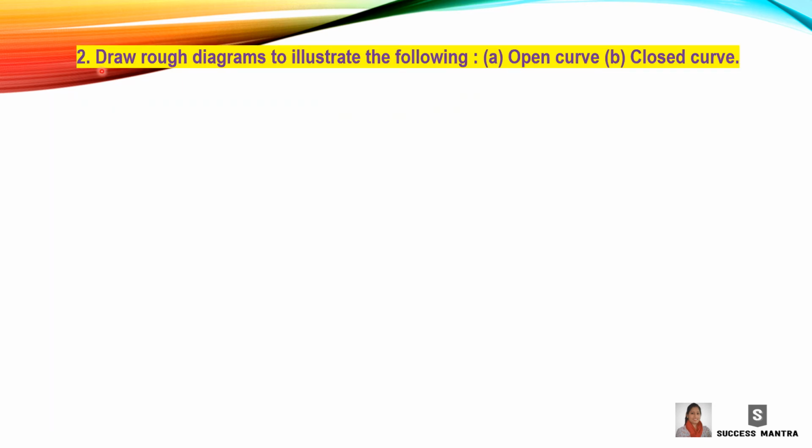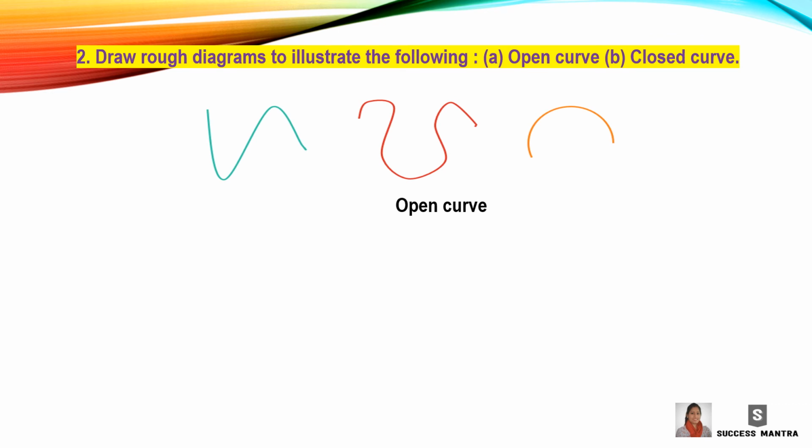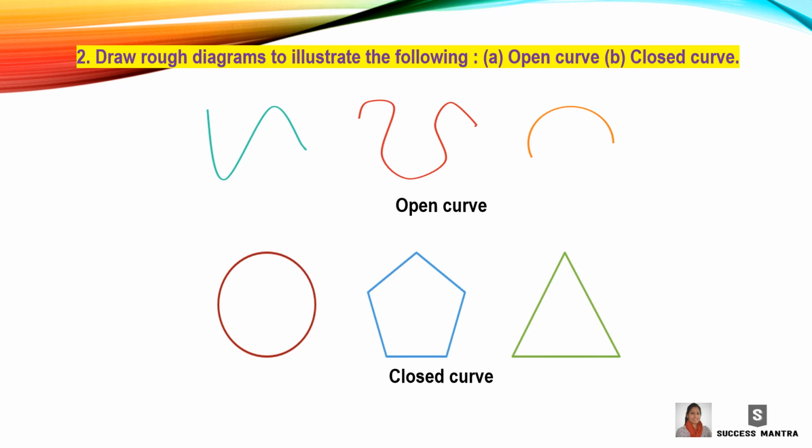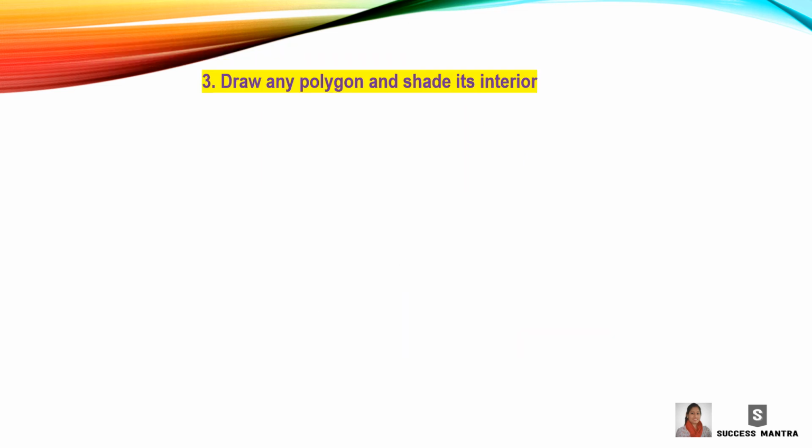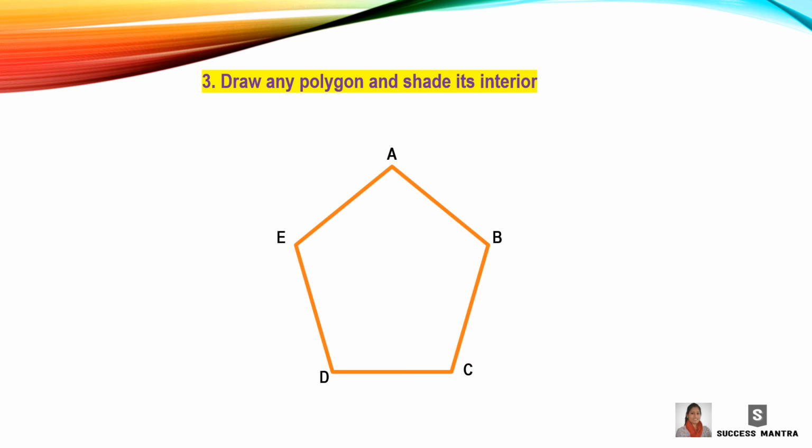The second question is to draw rough diagrams to illustrate the following: open curve and closed curve. We have already seen examples of an open curve, that is, the starting and ending points are not meeting each other. Then closed curves are those where the starting point and ending point are meeting each other. So the third question is to draw any polygon and shade its interior. So we draw a polygon here and name it A, B, C, D, E in cyclic order. Now we shade the interior of the polygon.